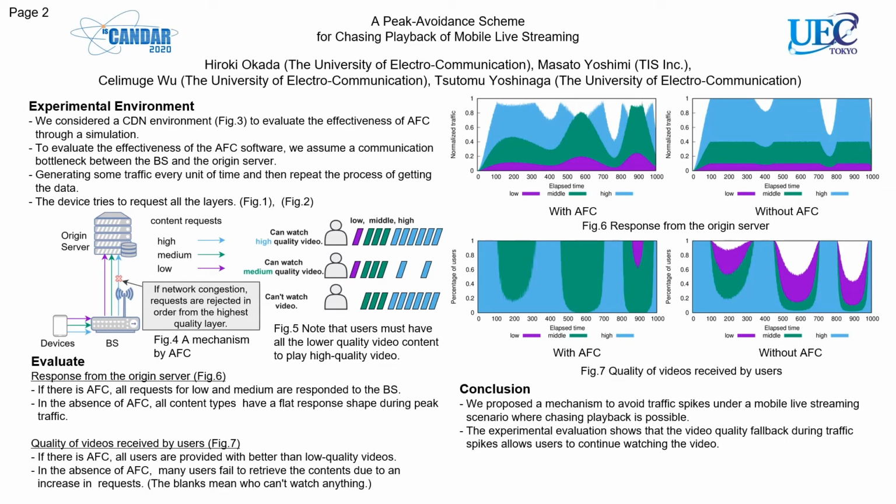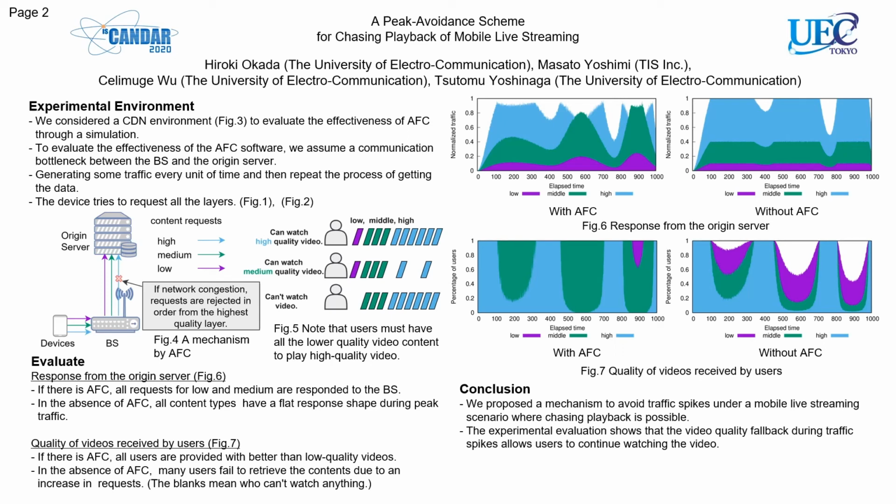Figure 7 shows the video quality that users are watching, and you can see how many users are watching at each quality. With AFC, users can see that all of them can watch the video at low quality or better. On the other hand, without AFC, many users can't even watch low quality.